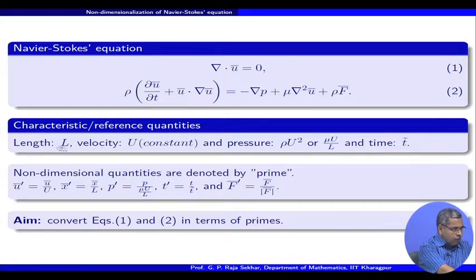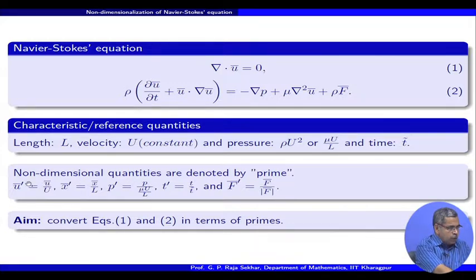For example, for length L, velocity u, which is constant, and pressure, which we have just seen. In addition, for pressure, this is also another non-dimensional group, and time. So we are defining non-dimensional physical variables, which we denote with primes. Here u prime is u by u, any length is the corresponding length by L, and pressure p by this, or one can take p by rho u square, and time. Similarly, the only external force is F bar. So we are assuming some force dimensions of the magnitude, and then we are normalizing.